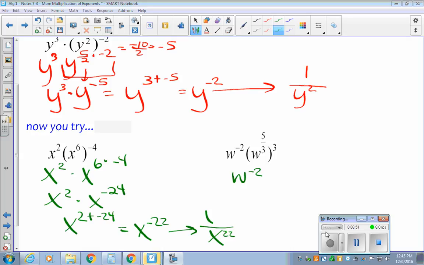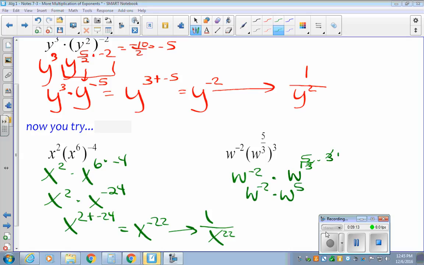We've got w to the -2. We're going to deal with him in a second. I'm going to multiply 5/3 times 3. 3 on the top divided by 3 on the bottom gives us 1. And we get w to the 5.